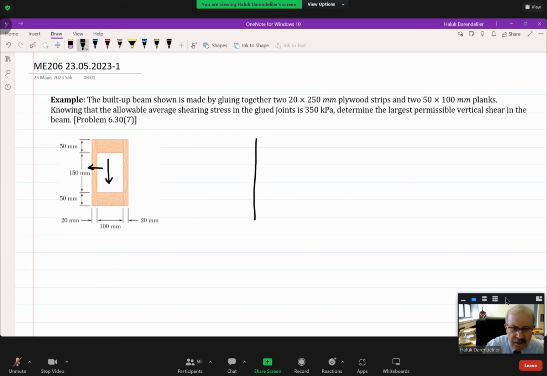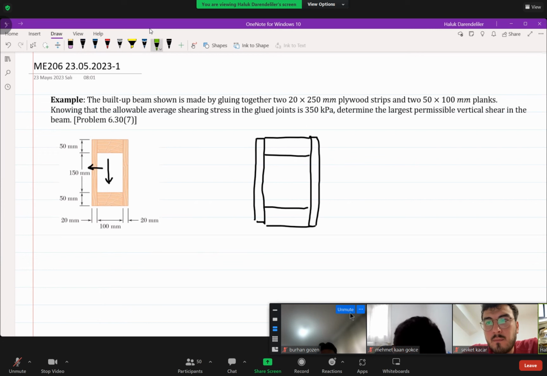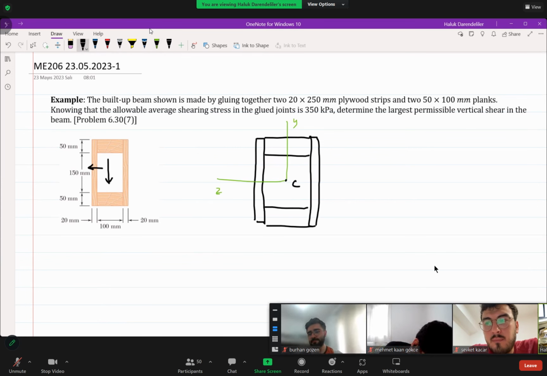Now this is the plank, one of those planks, or strip. There is another one here, right? And then we have these two verticals. Now I'm going to attach a coordinate system to this problem. Now we know the centroid, Z, and this is the centroid of the cross section.